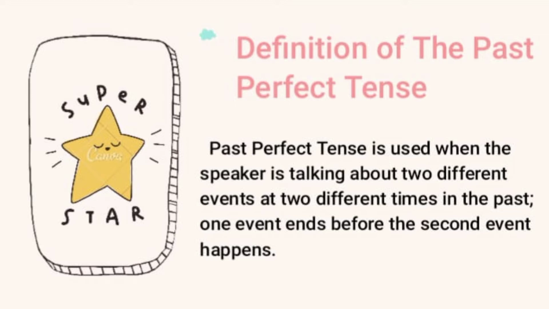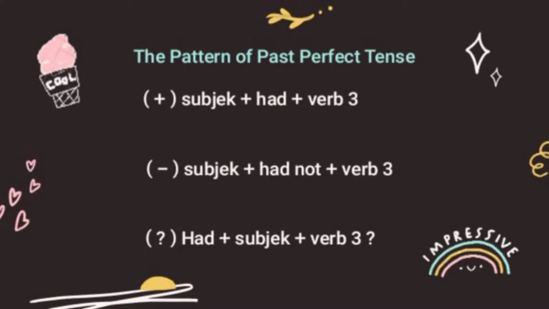So, past perfect tense is used when the speaker is talking about two different events at two different times in the past. One event ends before the second event happens. And next, the pattern of past perfect tense. For the first, positive sentence, the formula is subject plus had plus verb 3. And for negative, subject plus had not plus verb 3. And interrogative, had plus subject plus verb 3.